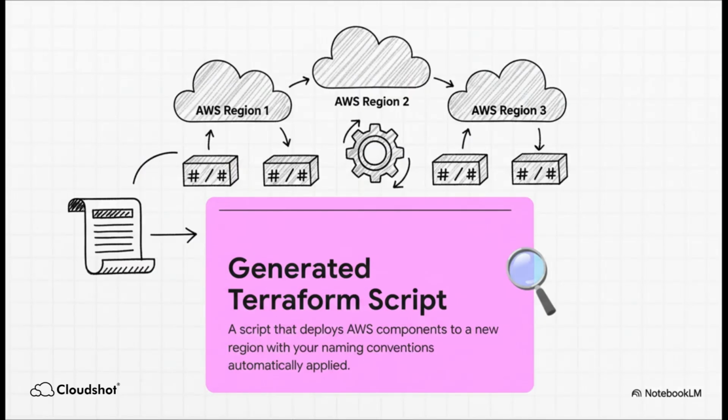So to be super clear, the thing you get at the end is a script that's ready to run. You can take it, Terraform apply, and it's going to spin up all your AWS components in that new region. And every single resource is going to have that prefix or suffix you picked, which makes your whole infrastructure so much cleaner and easier to manage.